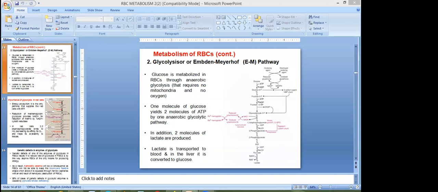So this is a statement we said in red blood cells, 2,3 BPG binds to hemoglobin, decreasing its affinity for oxygen and helps its availability to tissues.